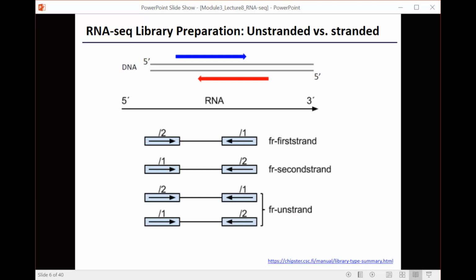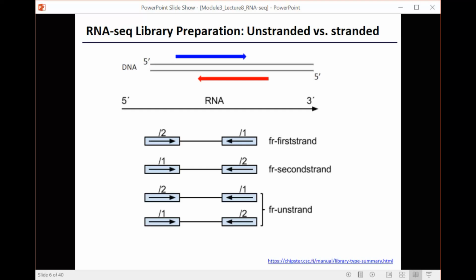For the stranded kit, there are two different scenarios. In the FR first-strand method, that is typically using dUTP labeling, or the TruSeq stranded kit, or the Agilent SureSelect strand-specific kit.